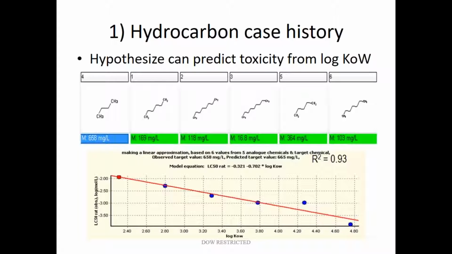So first with hydrocarbons, you can see here the classic way to first look at QSARs is to get a group of analogs that might be related to one of your compounds, to get their log KOWs, and then to do a regression plot and see what you get and see if it makes sense to predict the toxicity of the unknown. And here you see the R squared is 0.93.